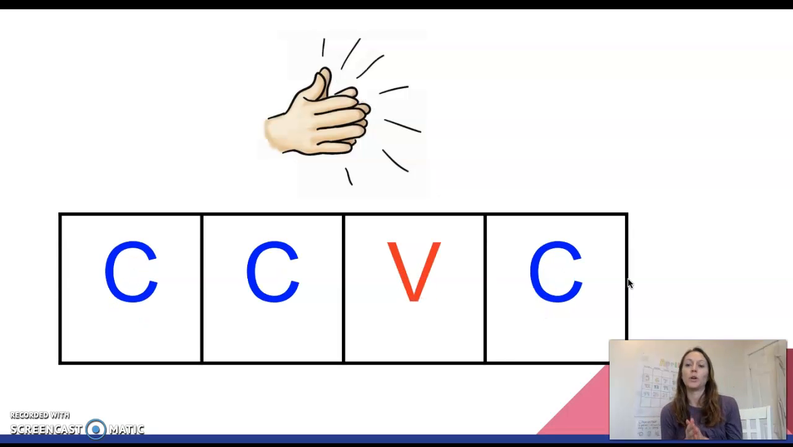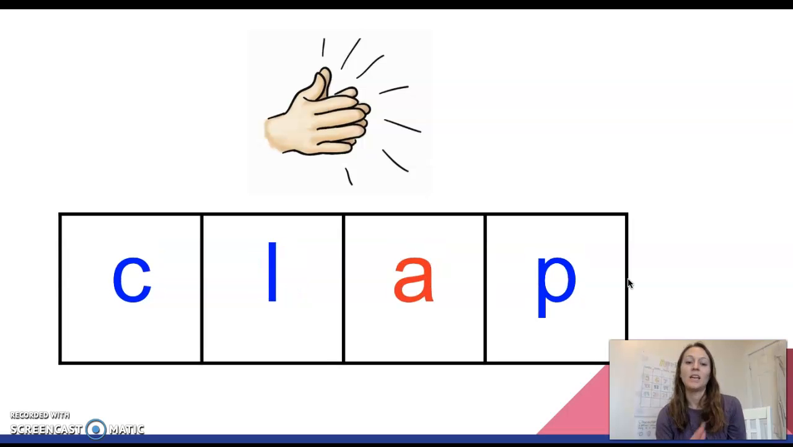Our first word is the word clap. So let's say clap and then stretch the sounds. Clap. K, l, a, p. Clap. K, l. What blend do you hear first? C, L. And what is our vowel sound? A. A and P. If you got C-L-A-P, you are correct. We can double check by re-sounding it out and blending those sounds together. K, l, a, p. Clap.